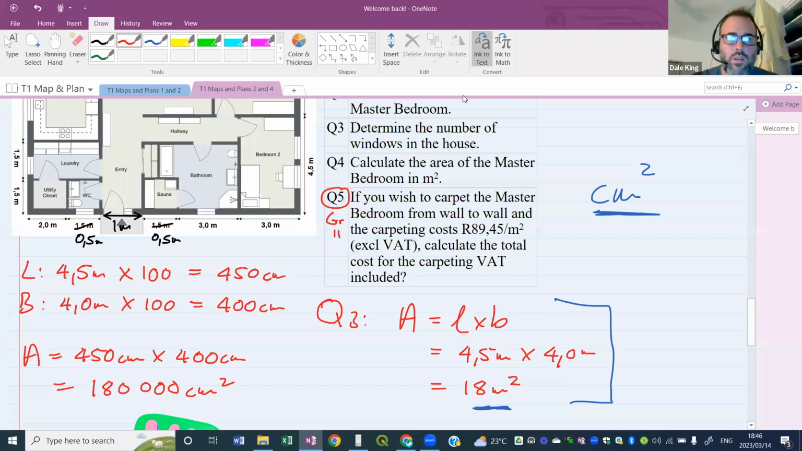Someone mentioned that. Well done. There was someone else, well done. Good, 180,000 centimeters squared with the units. Fantastic. Now, I believe some of you tried to change it from the answer here of 18 meters squared. So I want to show you what that looks like.